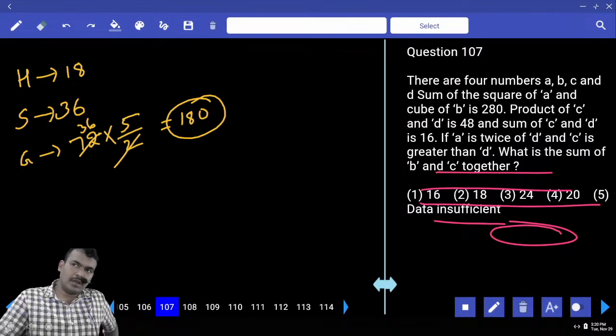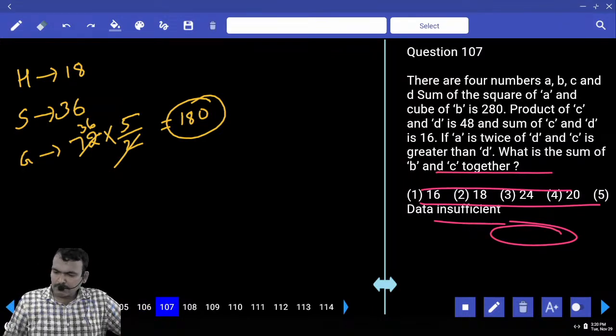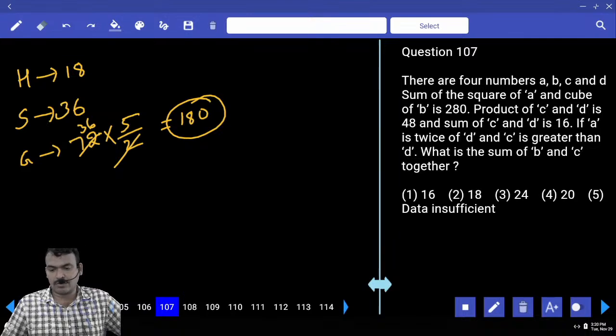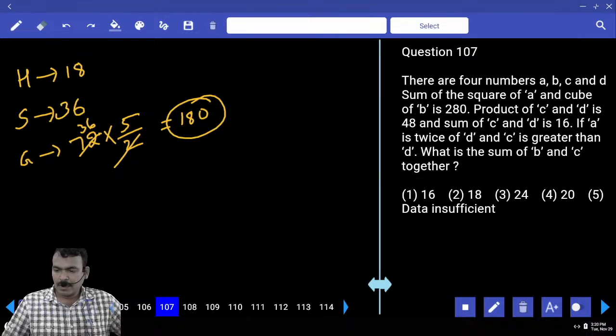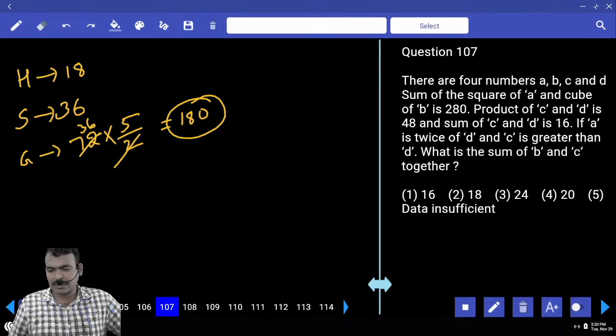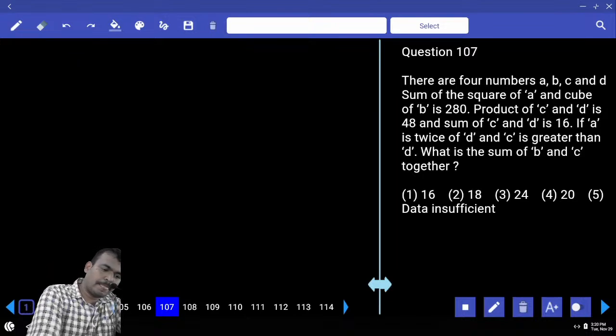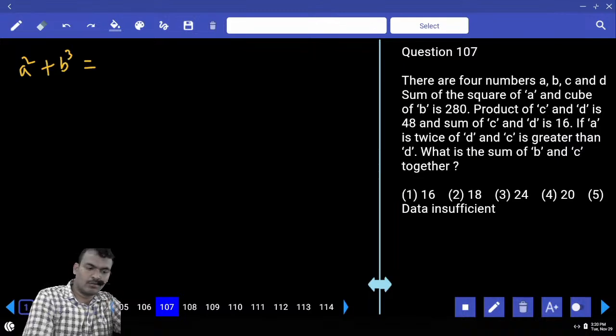Next question number 107. How many numbers are there? 4 numbers, A, B, C, D. Sum of the square of A and cube of B is 280. Product of C and D is 48. Sum of C and D is 16. A is twice of which one? D value, but C is greater than D value. What is the sum of B and C? First, A square plus B cube is equal to 280.